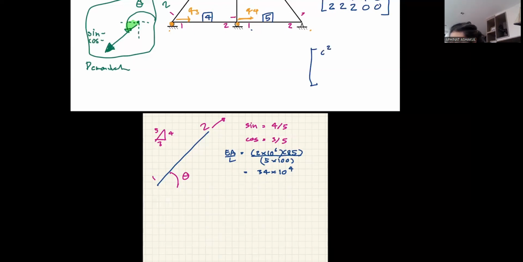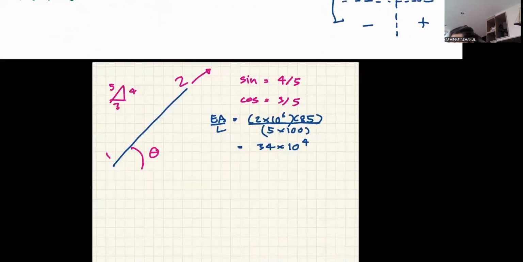Actually I can remember, but just to be sure: cosine squared, sine cosine, and sine squared. That's the formula, and you should notice that this is broken into 4 quadrants. This one is positive, just like that one, and that is negative and negative. So with that, we can now work on the stiffness of member number 1.